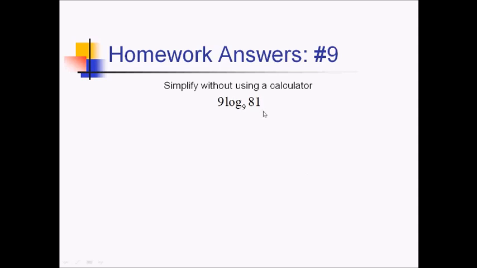For number 9, let's simplify the logarithmic part of this first. So we're basically asking 9 to the what power is 81. That would be 9 to the second power. So rewriting this now, we just have 9 times 2, which is 18.